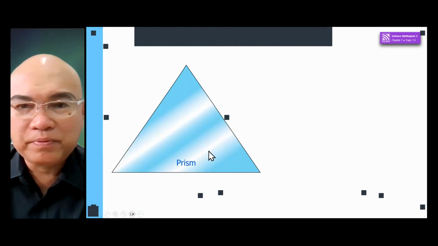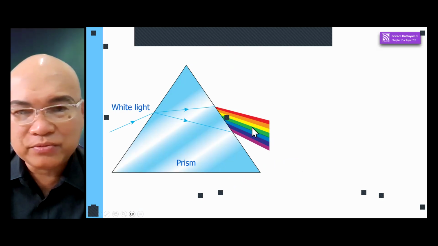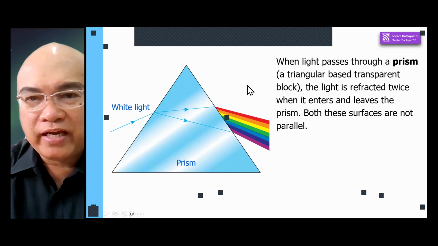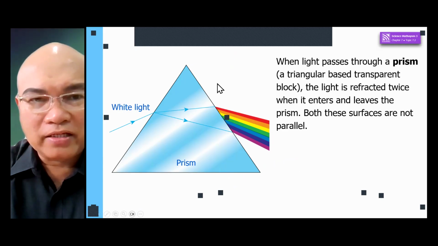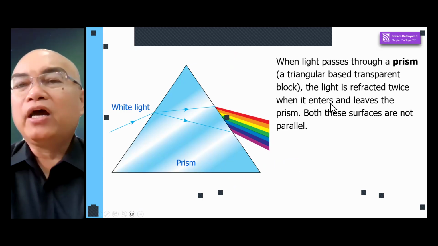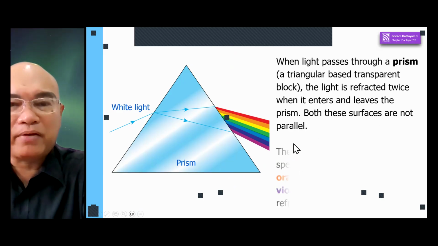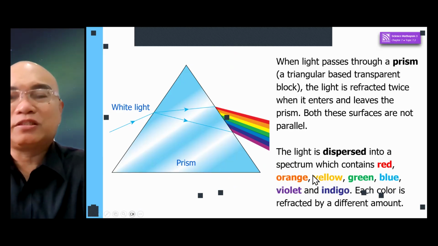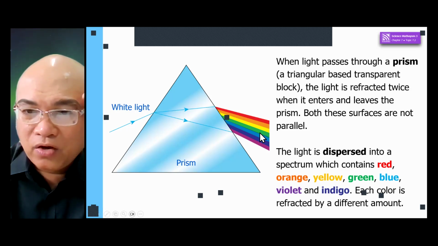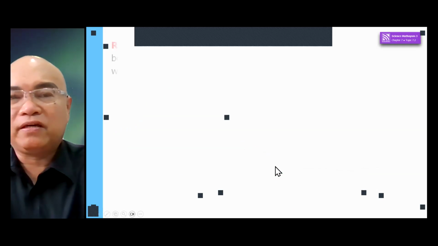Now look at here from a prism. The white light enters into the prism and it is refracted into different colors. So when light passes through a prism, a triangular based transparent block, this one, the light is refracted twice. One, two. And when it enters and leaves the prism, both these surfaces are not parallel. So the light is dispersed into a spectrum which contains red, orange, yellow, green, blue, indigo, violet, where each color is refracted by a different amount.